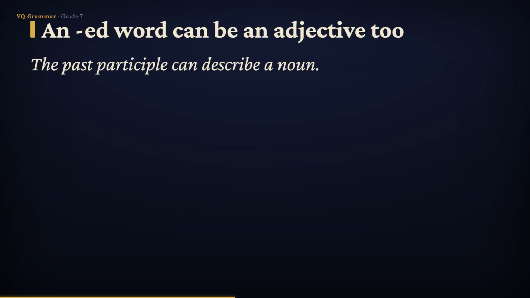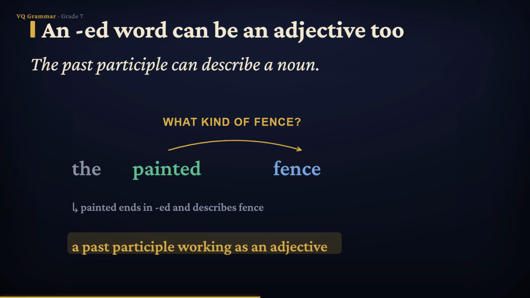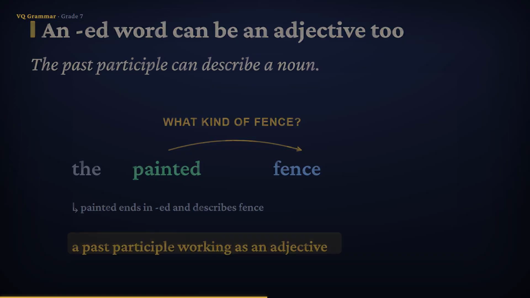The past participle does the very same trick. That's usually the ed form of a verb. We repaired the painted fence last weekend. The word painted comes from the verb paint, yet here it's simply describing the noun fence. What kind of fence? A painted one. So a past participle like painted, standing in front of a noun and describing it, is working as an adjective as well. Verbs in disguise, both of them.